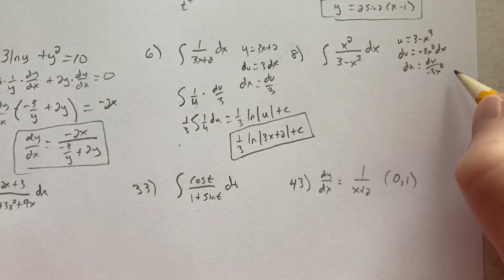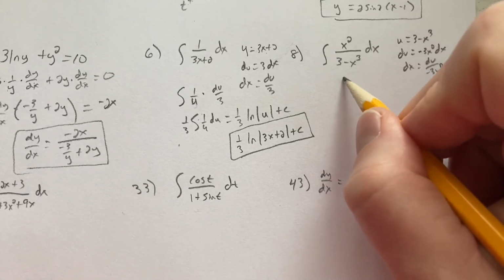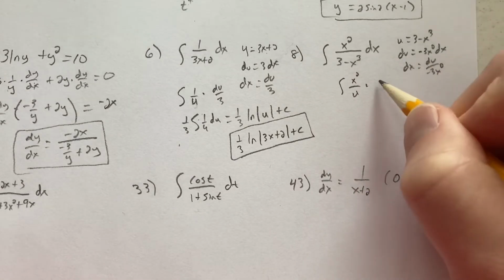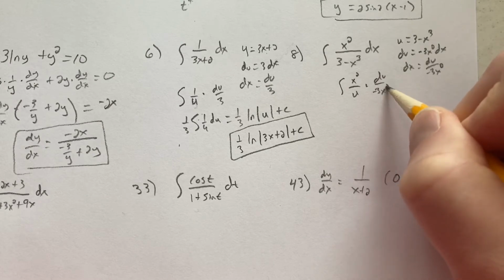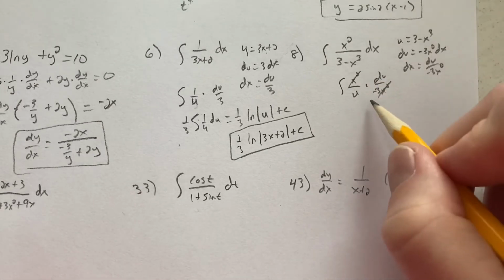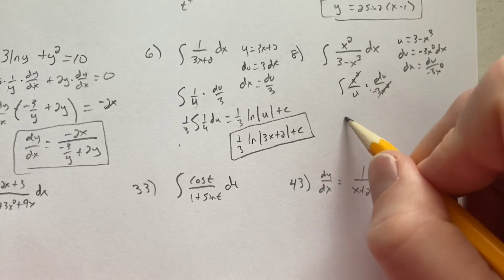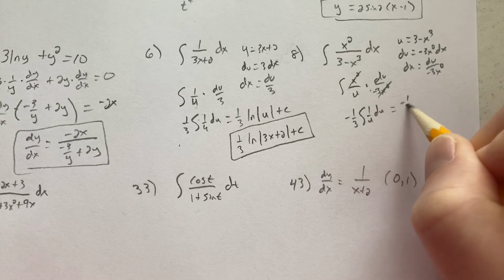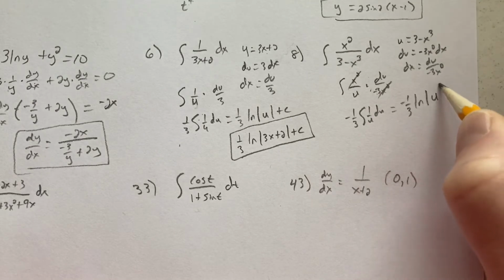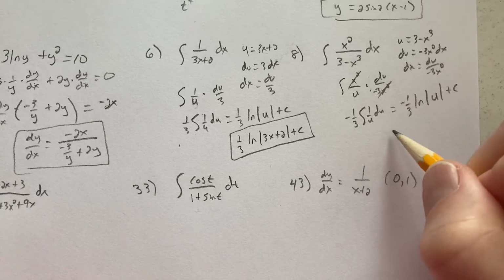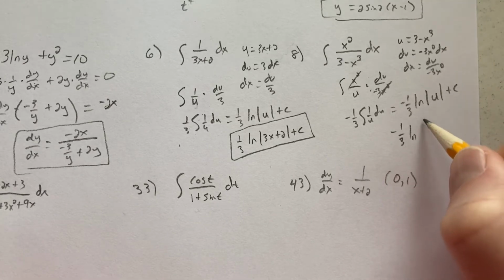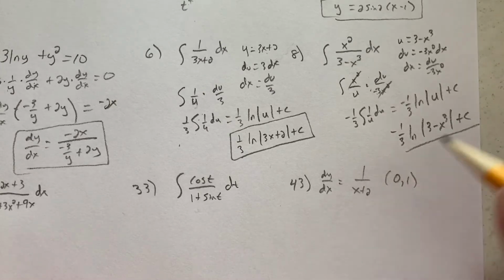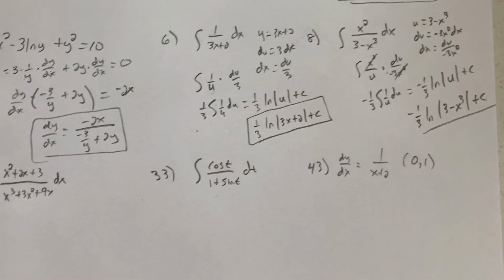Okay. So now I come over here and I'm going to have the integral of x squared over u times dx, which is du over negative 3x squared. The x squareds cancel. That's what we want to see. We can pull this negative 1/3 out front now. Integral of 1 over u du, which is going to give us negative 1/3 times the natural log of the absolute value of u plus c. And then the last thing we do is resubstitute for the u, 3 minus x cubed. And there's our answer. Okay.